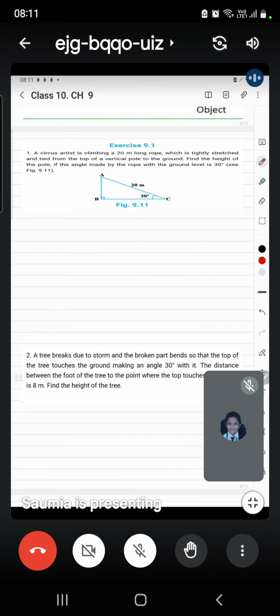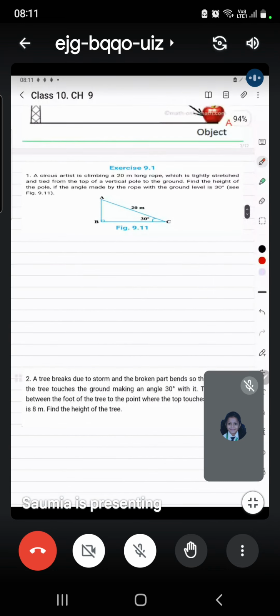Now here they have already given us the figure. From the figure, we know that AC is the rope and AB is the pole, correct? So this AB is my pole and my AC is a rope. They have tied it here, and they have stretched it to the point C. Did you understand the question?